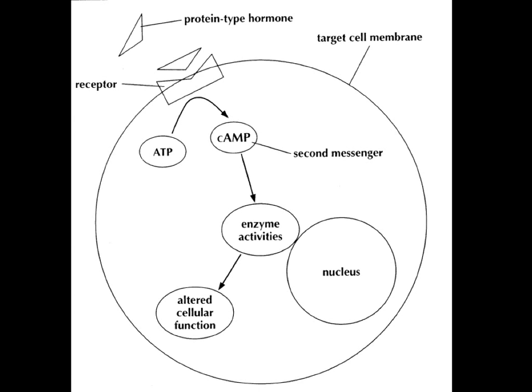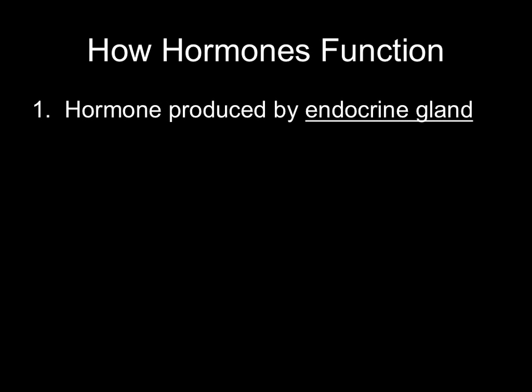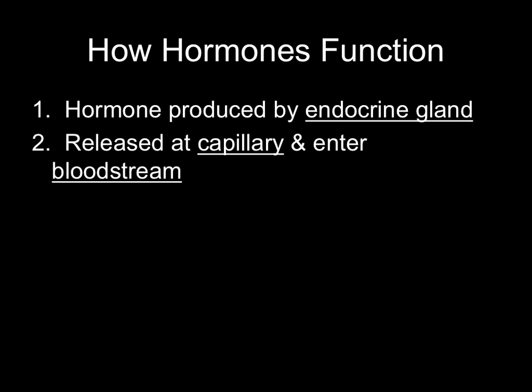Okay, so in general, this is how hormones actually work. The first step is the hormone has to be produced by the endocrine gland. So the endocrine gland produces the hormone, but the hormone typically doesn't function at the site where it is produced. So it goes to the capillary, because remember that is the only site of diffusion, and it is going to enter the bloodstream to travel through the body.